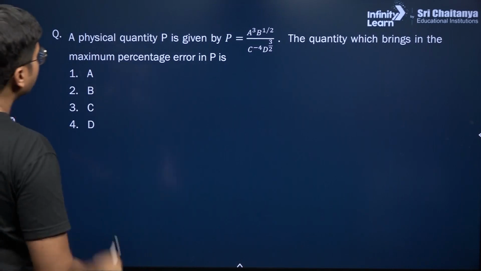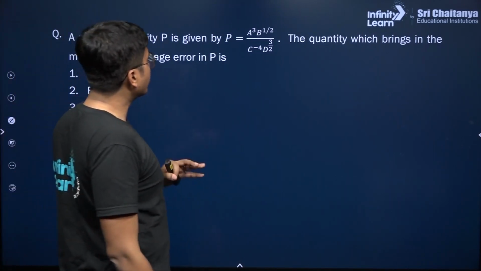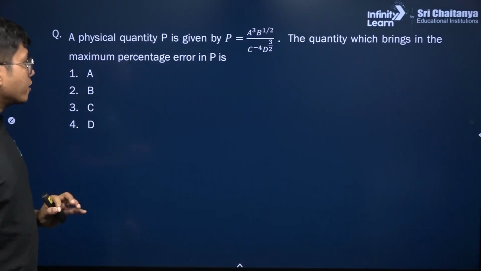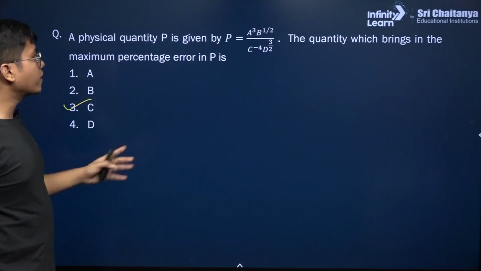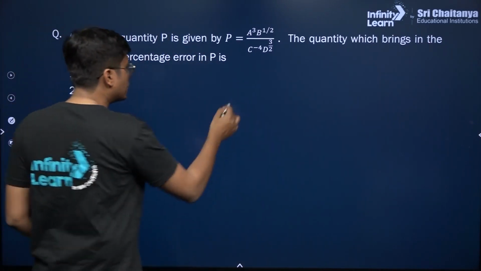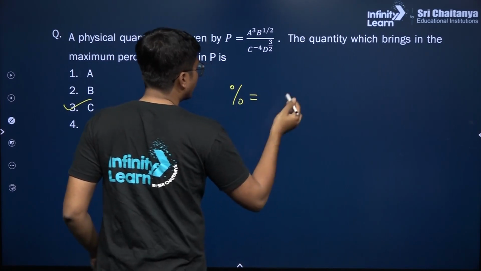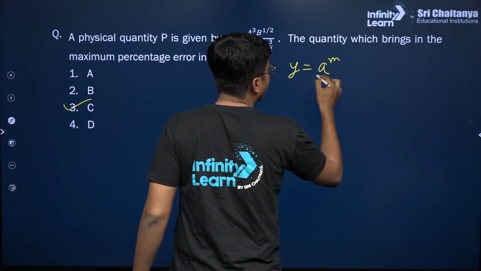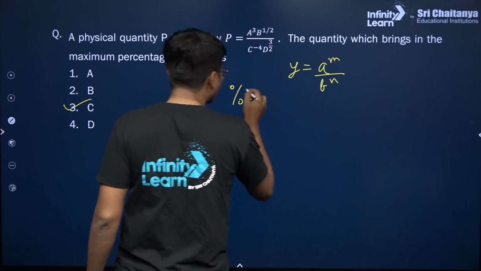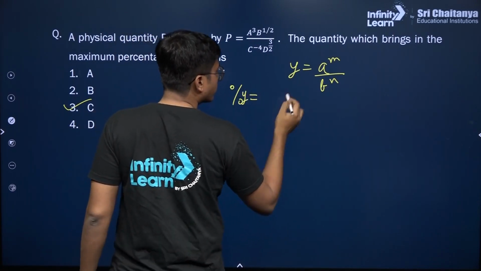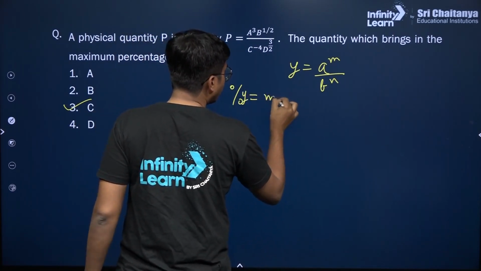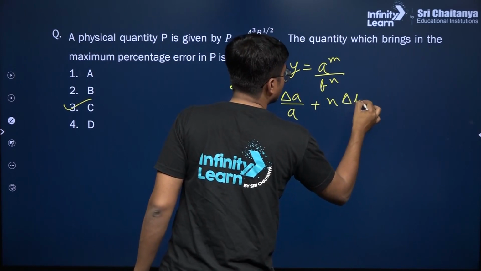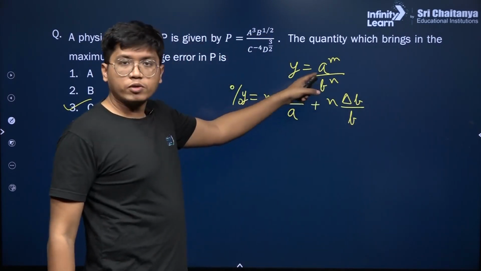Next, physical quantity P is given by P is equal to A cube B to the power half divided by C to the power minus 4 into D to the power 3 by 2. Quantity which brings the maximum percentage error is. And the correct option right away we can say is C, because if you recall in that percentage error, if we had y is equal to A to the power m divided by say B to the power n, then percentage error in y was equal to m times the change of A plus n times the change of B.